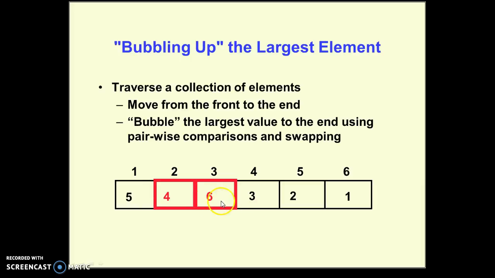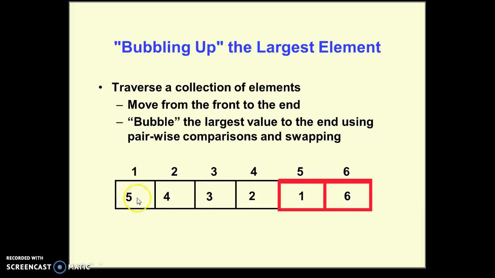Now the next pair becomes 6 and 3. When we compare 6 and 3, 3 is less than 6, or rather the left element is bigger than the right element, so we have to swap it. The next pair is 6 and 2. 6 is greater than 2, so we have to swap. Now 2 comes here. The last pair we have is 6 and 1. 6 is greater than 1, so we swap. So the output looks like this.